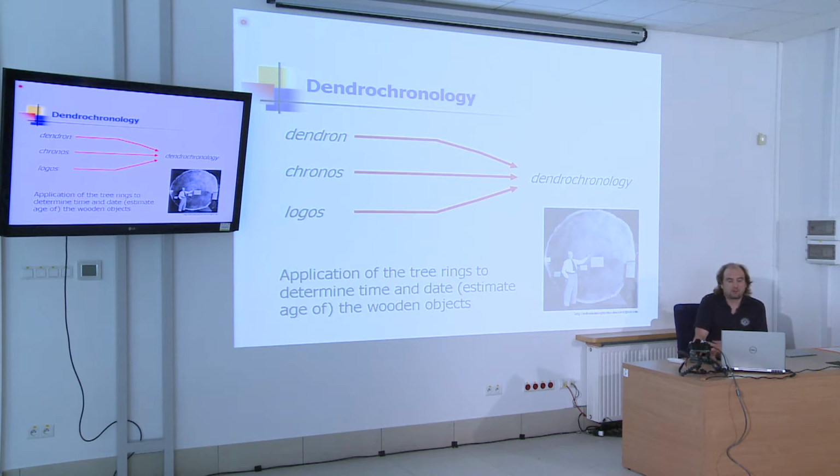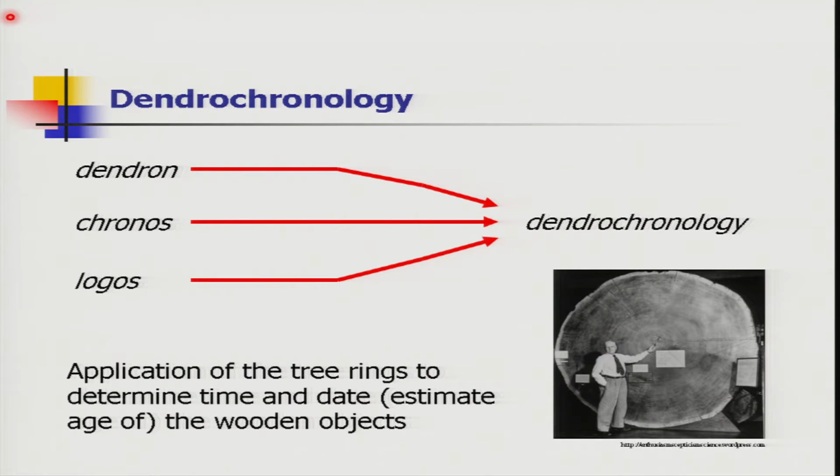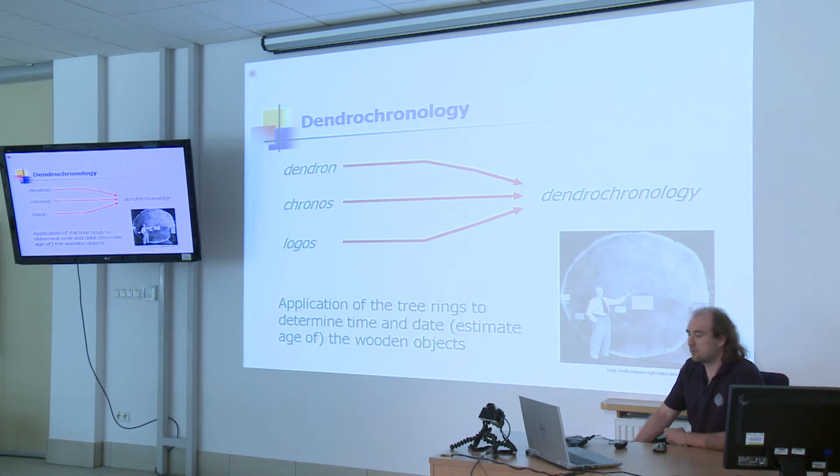The method that can reveal the information, the science that focuses on tree rings, is called dendrochronology. The name comes from three Greek words: dendron meaning tree, chronos meaning time, and logos meaning science. Dendrochronology is the art, the science that uses tree rings to determine time and to date wooden objects, to estimate their age, to estimate when these pieces of material were created.